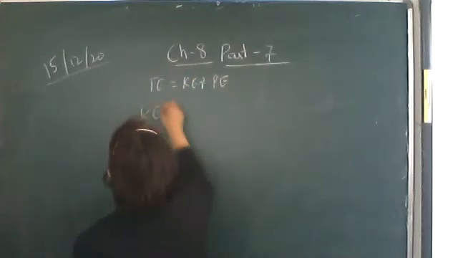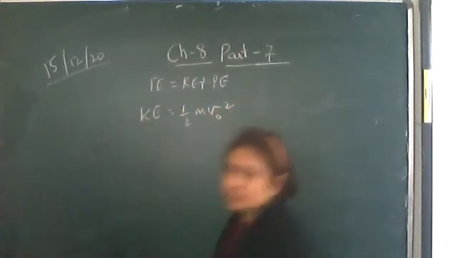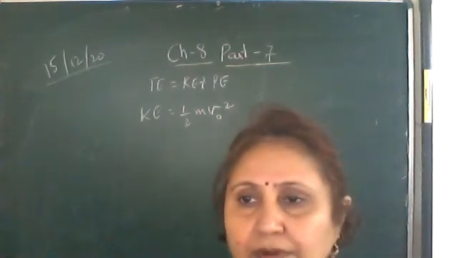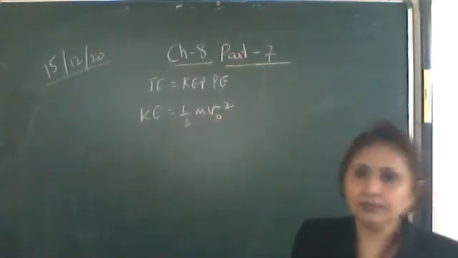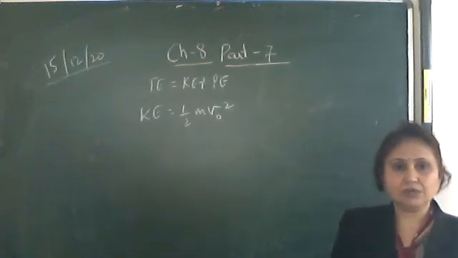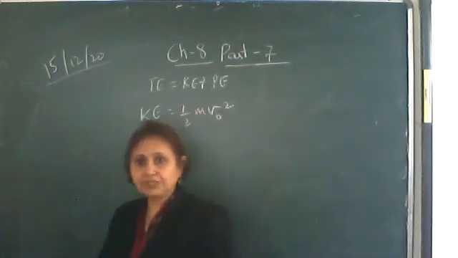Kinetic energy, we know, is equal to half m into v square. V is the orbital velocity v naught. Yesterday we found the expression of v naught, which is equal to under root GM upon r. How do we get the expression of the orbital velocity?